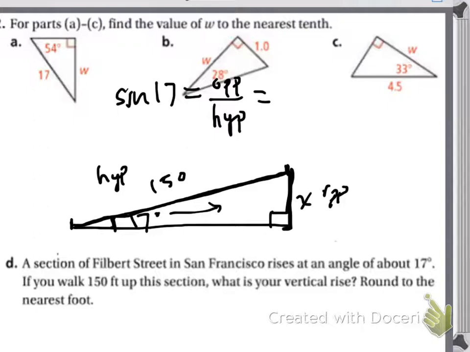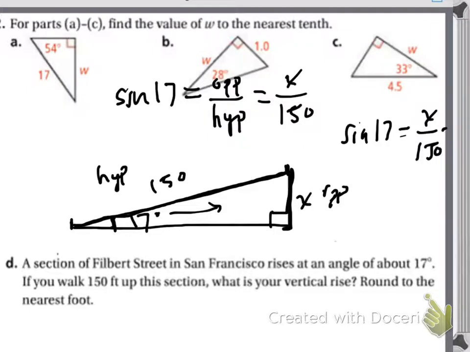The opposite is going to be x. The hypotenuse is 150. Alright, and so the sine of 17 equals x over 150. So multiply by 150 on both sides. So 150 sine of 17 equals x.